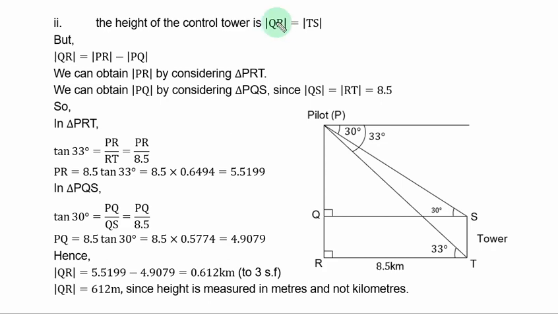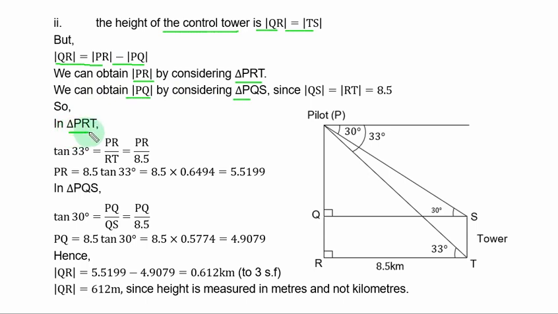Roman figure 2, the height of the control tower is QR equal to TS. But QR is equal to PR minus PQ. We can obtain PR by considering triangle PRT. Then we can obtain PQ by considering triangle PQS, so that when you subtract both, you have the required height of the tower.